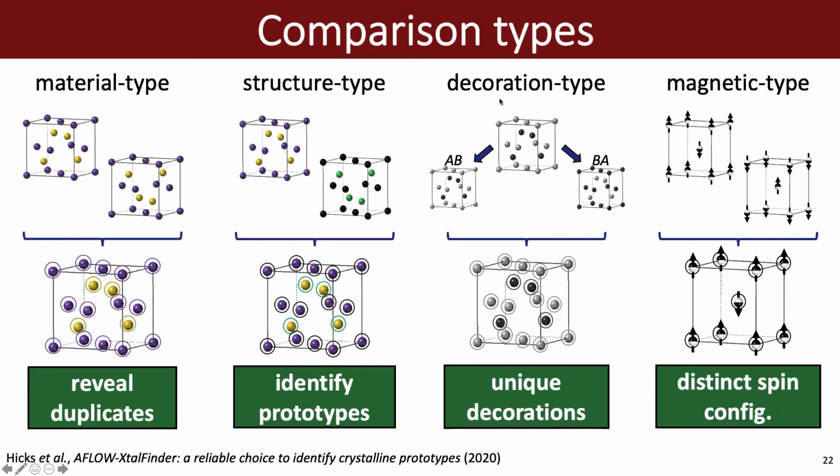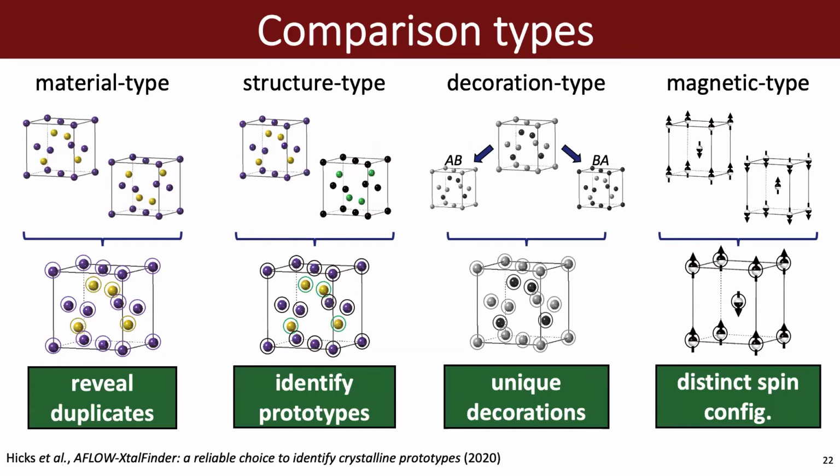We can also do what we call decoration type comparisons. So given the structure, we can determine all of the different permutations of the atoms. So here we've swapped the black and gray atoms, and we want to determine if the decorations are equivalent or not. So we'll determine unique decorations. And then we can also analyze the magnetic moment. So if we have spin down on this center element and then spin up, can these be mapped onto one another via these criteria? And so this will help us to identify distinct spin configurations.